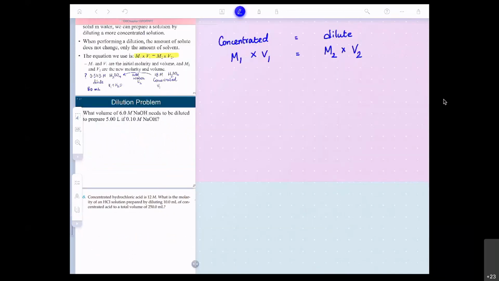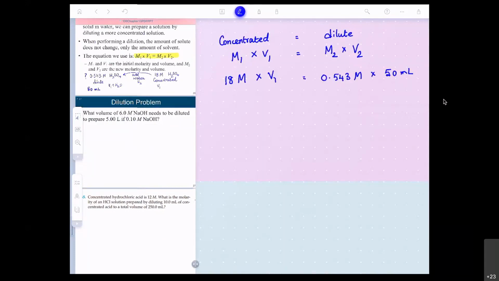So this is what is happening. He goes into a stockroom and finds out that the concentrated sulfuric acid is 18 molar. He knows he has to make me a solution whose molarity should be 0.543, but he also knows that he should make me a 50 milliliter solution. Now the question is, how much of this should he take to get me that?